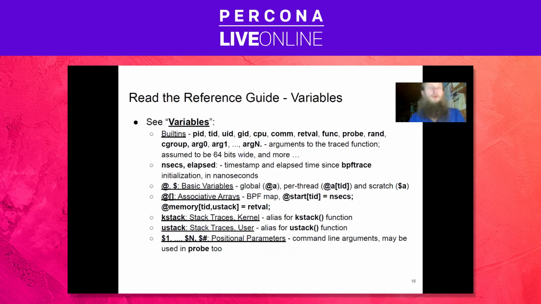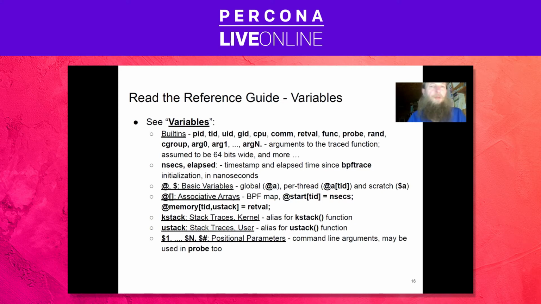If we move to the variables, the most important part that we always use in BPF trace programs is built-in variables. Not those we define, but those that the tool conveniently provides without any definition, and they have a special meaning. So here we have mainly process ID, current thread ID, user and group ID for the process running, which CPU we run on, the exact command binary that is executing, return value from the function, name of the probe, random value, and the cgroup that the current process belongs to.